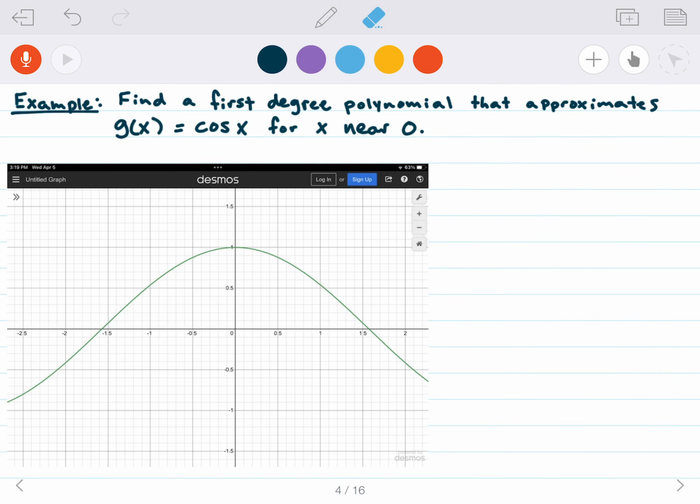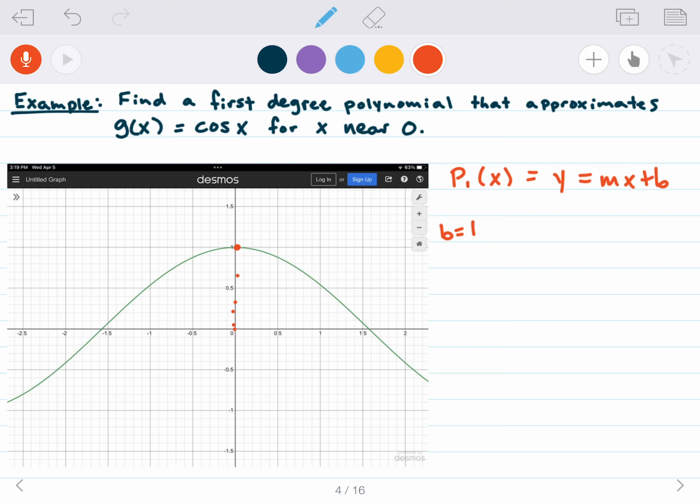All right, so let's do another example. It says find a first degree polynomial that approximates g of x equals cosine of x for x near 0. Okay, so I'm going to do the same process here. We're looking for a degree 1 polynomial, so p1 of x. And we know that degree 1 polynomials are simply lines in the form of y equals mx plus b. Well, when x is equal to 0, it's pretty clear that this tangent line that we're considering is going to have a y-intercept of 1. So b is equal to 1.